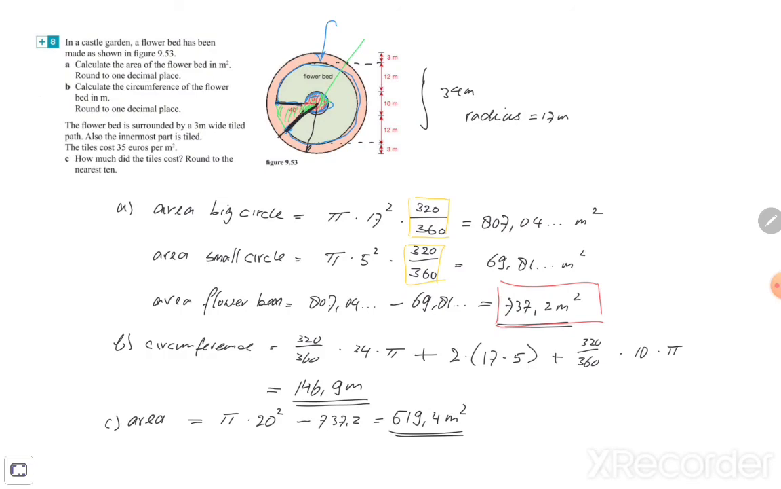Of course, it was 35 euros per square meter. So if we multiply the 519.4 by 35, then we have our total price, and we need to round it to the nearest 10. So it is 18,880 euros.